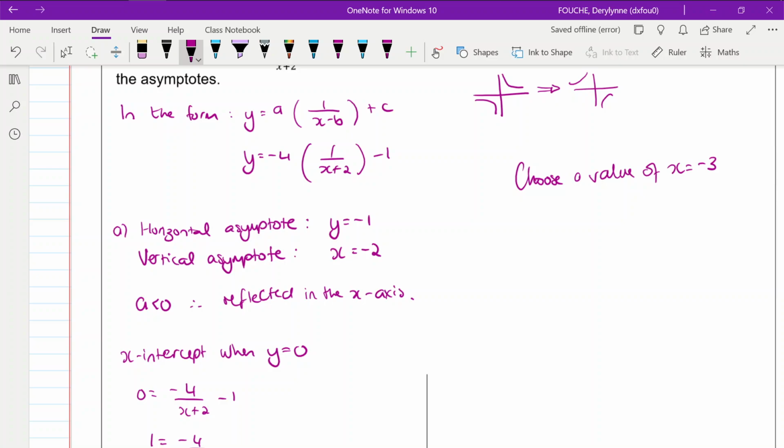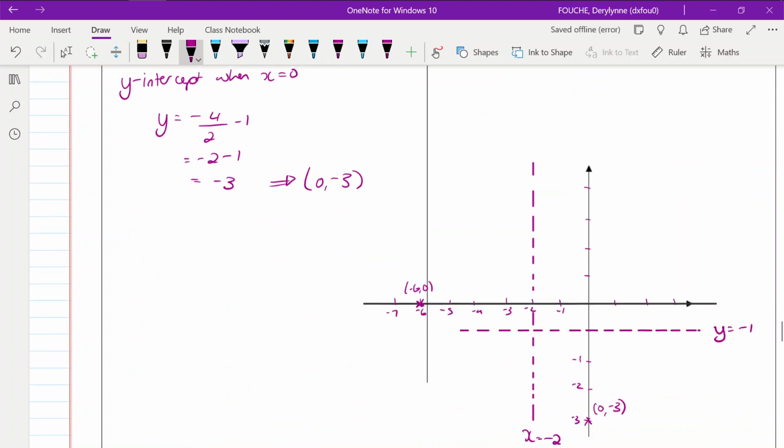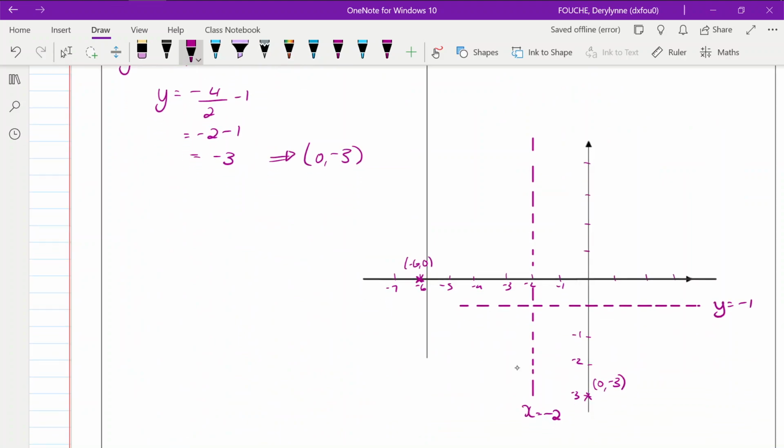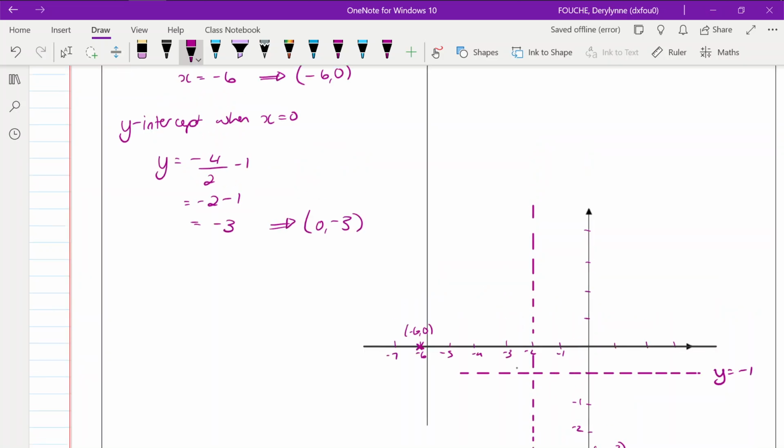And what that's doing is getting the y value when x equals -3. So y is -4 over -3 plus 2, take 1, and that gives me 3. So I've got a point there at -3, 3. And if I have a look, that'll give me a nice little shape. And on this one, I also probably want another point. So I'm going to pick x equals 1.